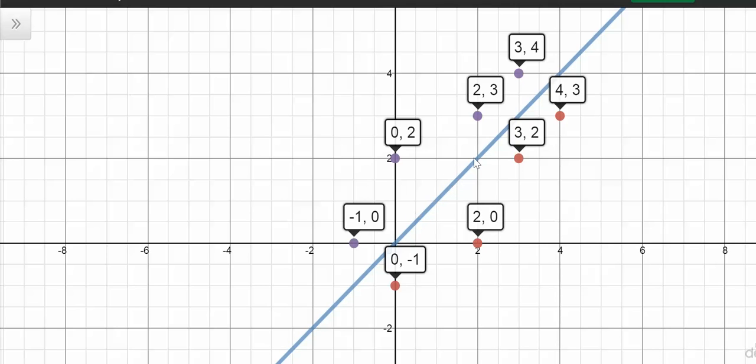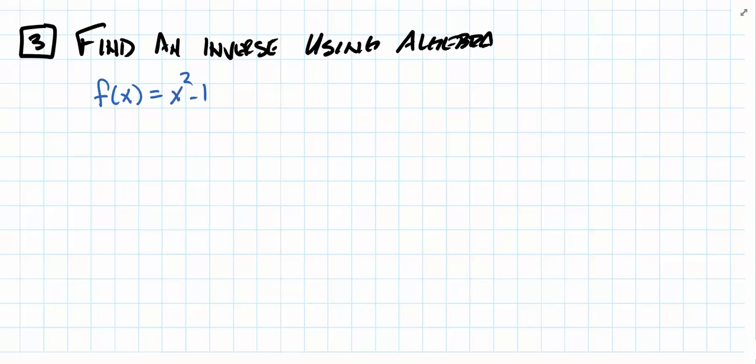So if I have a set of points or ordered pairs, I could easily find their inverse graph just by simply switching x for y and noticing that there is a reflection over the line y = x. That's an important part. Okay, let's find the inverse. I'll teach you how to find the inverse using some algebraic tools here.